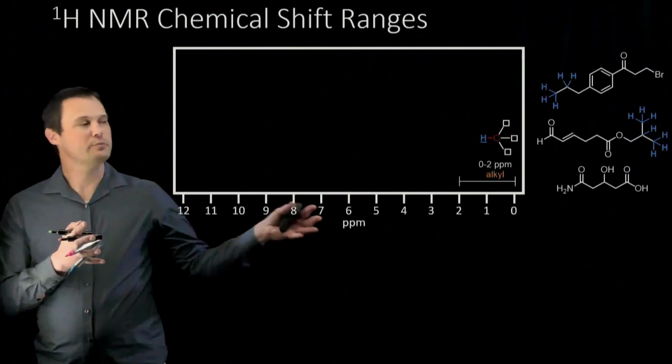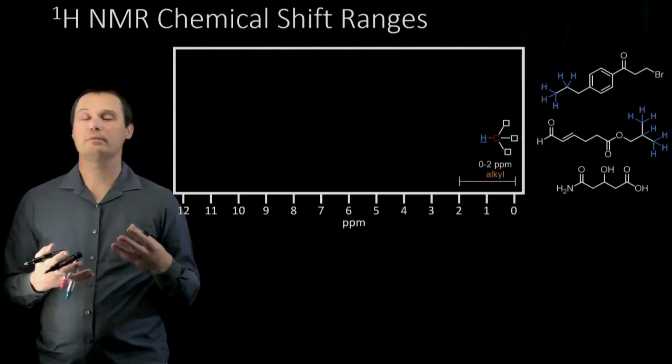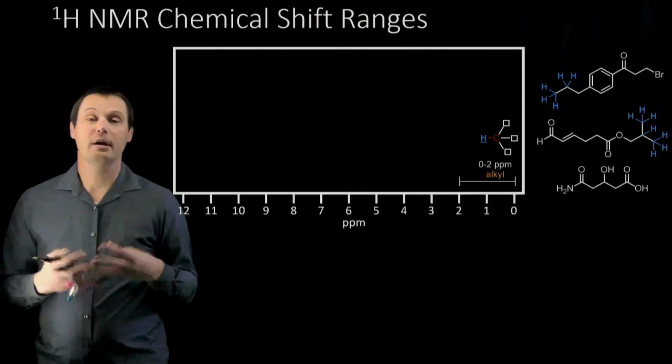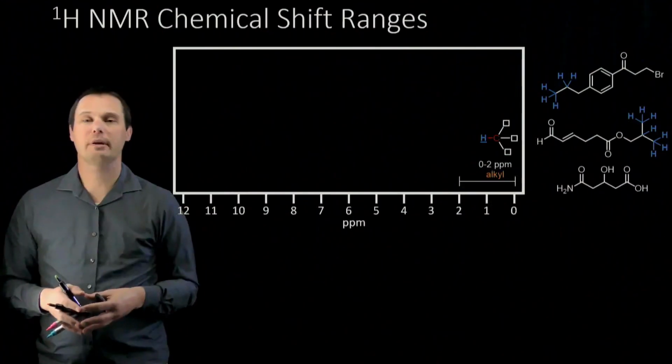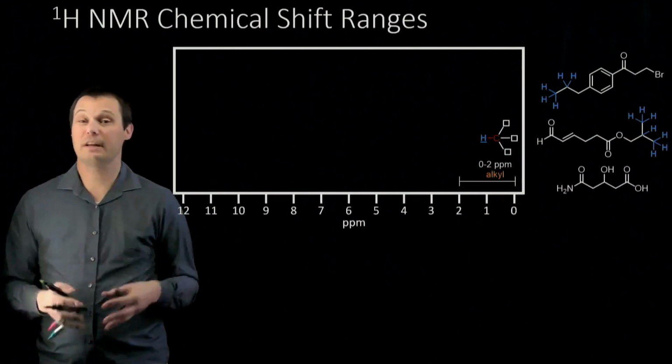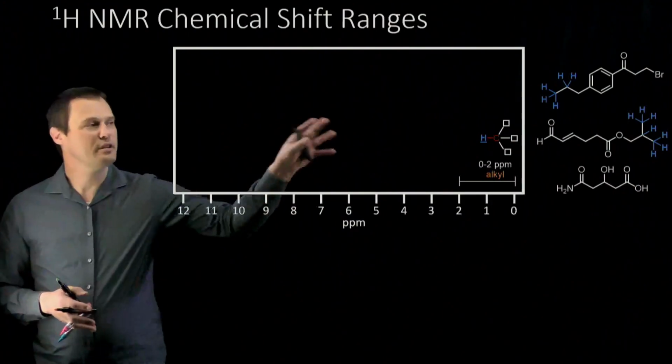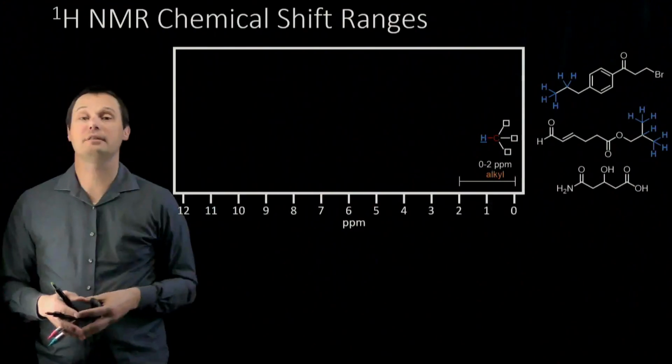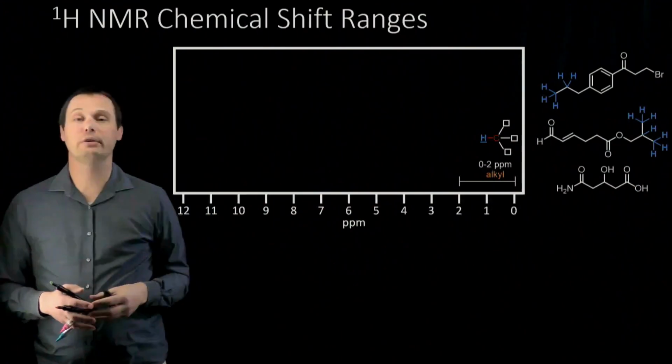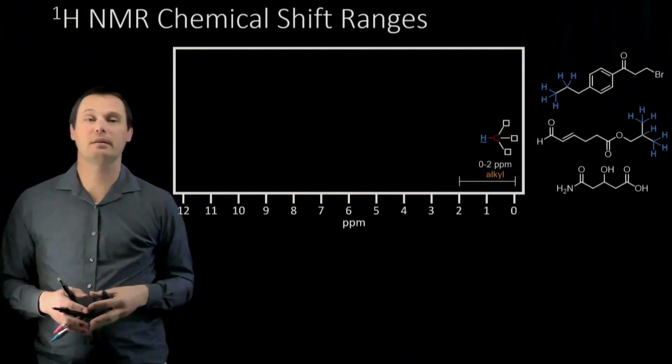The first range goes from 0 to 2 parts per million, and it is the regular boring alkyl type proton range. These are hydrogens attached to an sp3 hybridized carbon, where that carbon is not involved in any other type of interesting functional group. You can see the protons highlighted in the structure that would fall into this range. They're typically the end of the alkyl chain protons in that top molecule and in the middle molecule.